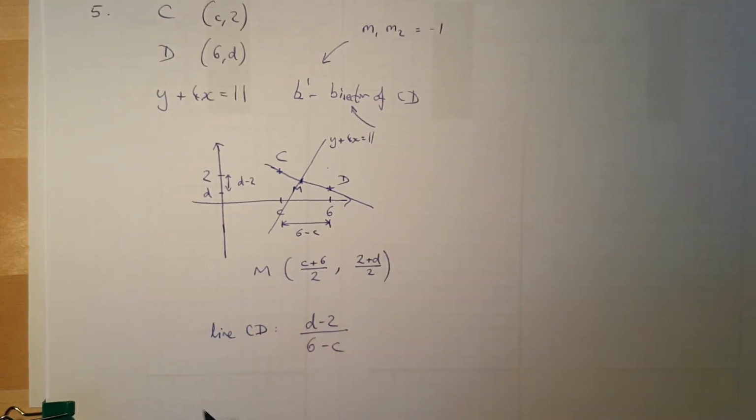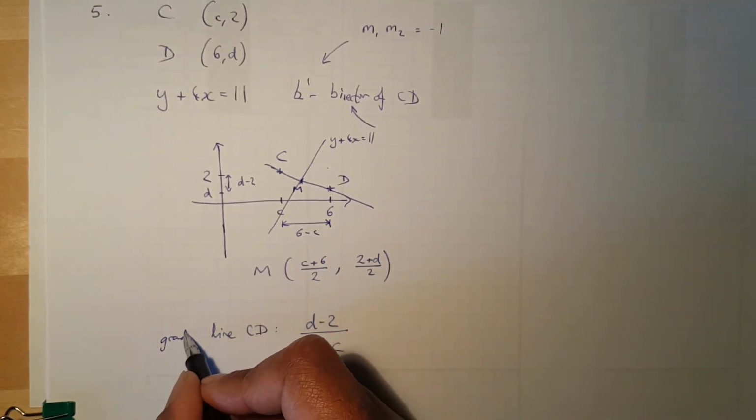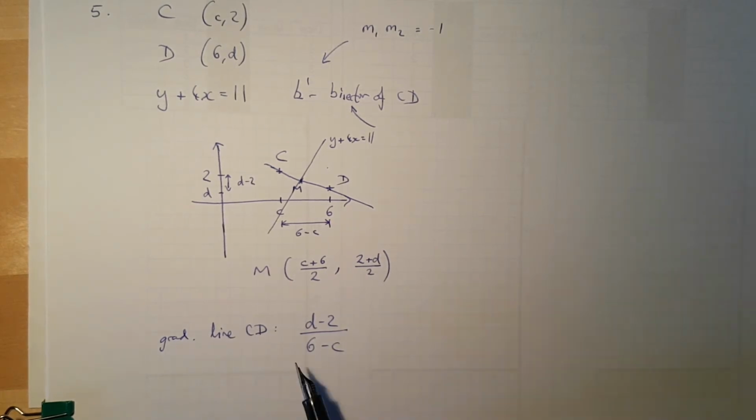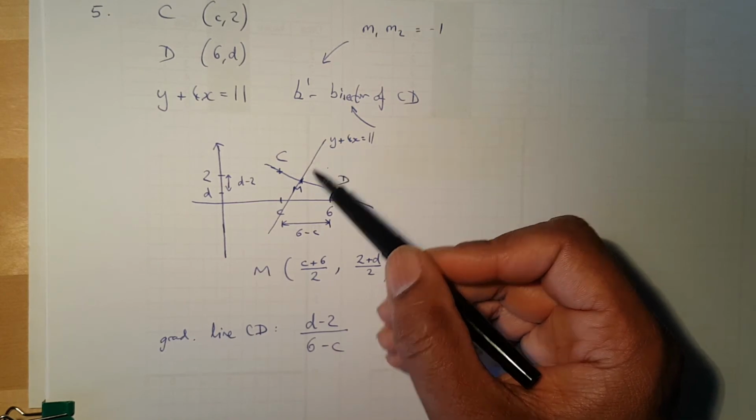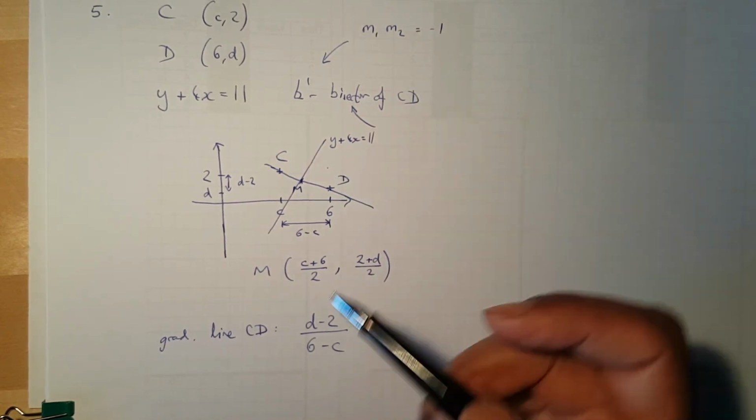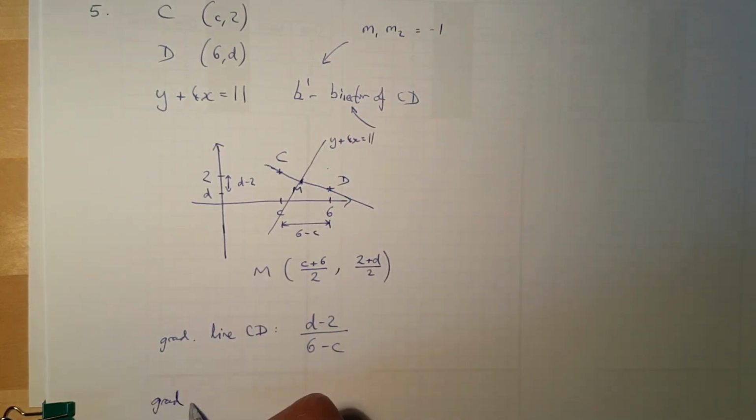That's the line CD, so that's the gradient of the line CD. I know the line perpendicular to it also has a gradient, and I know those gradients multiply to -1. So what's the gradient of y plus 4x equals 11?